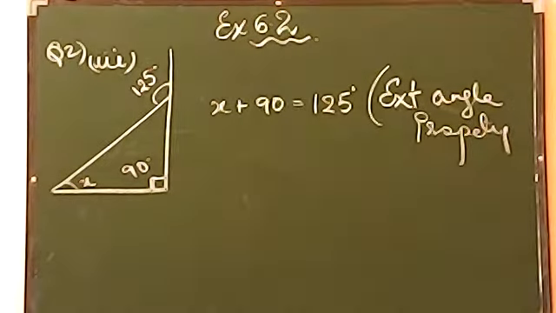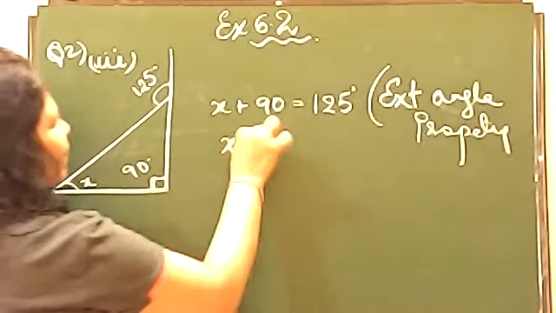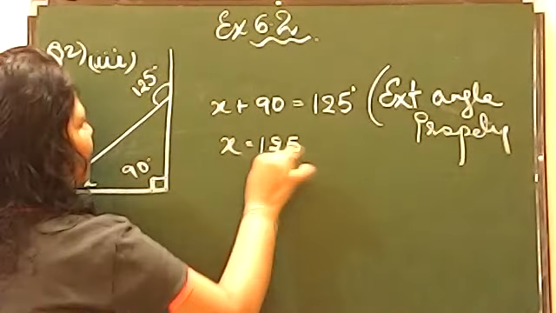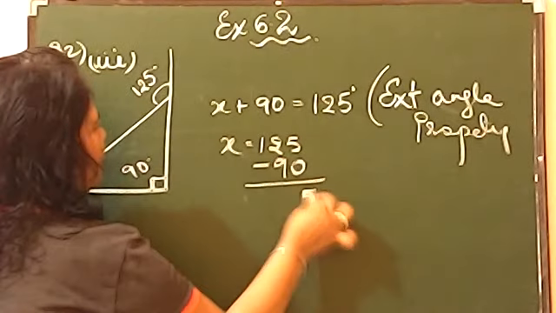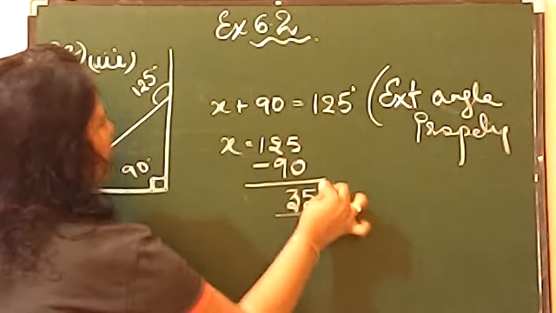Question number second ka third one. So the answer of x will be 125 minus 90. And when you will subtract it, it will give you now 35 degree.